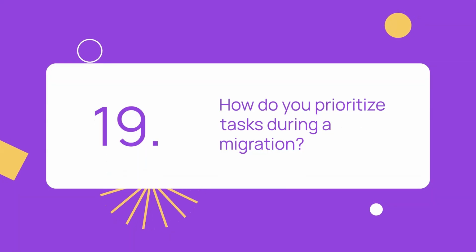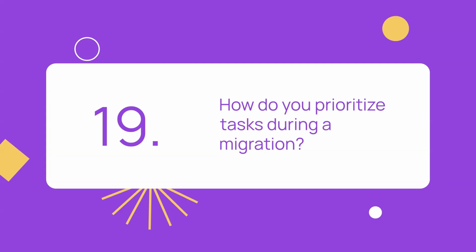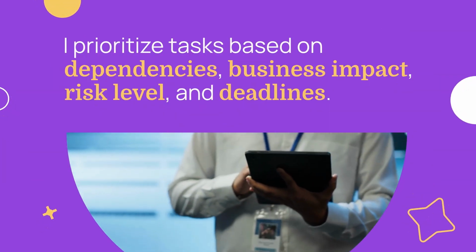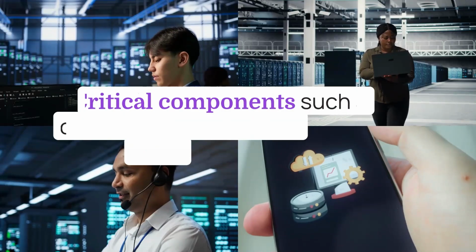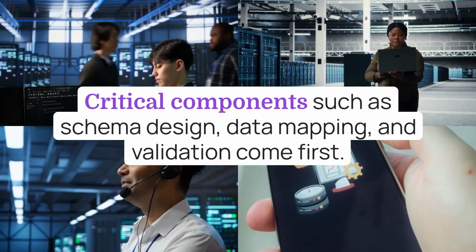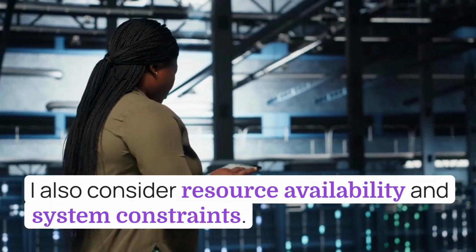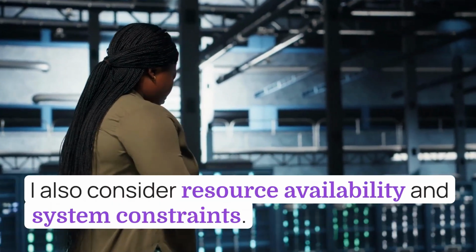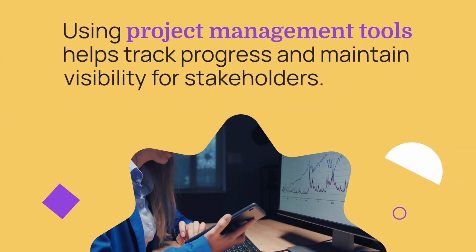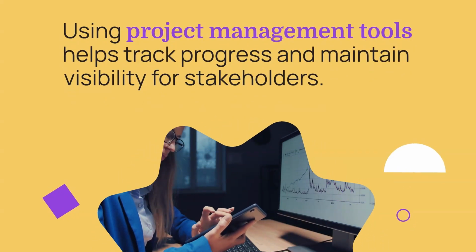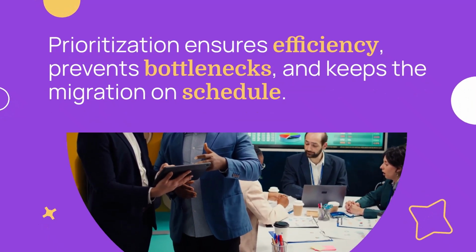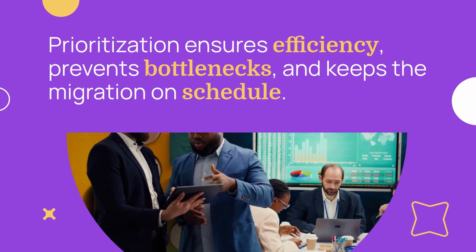19. How do you prioritize tasks during a migration? I prioritize tasks based on dependencies, business impact, risk level, and deadlines. Critical components, such as schema design, data mapping, and validation, come first. I also consider resource availability and system constraints. Using project management tools helps track progress and maintain visibility for stakeholders. Prioritization ensures efficiency, prevents bottlenecks, and keeps the migration on schedule.